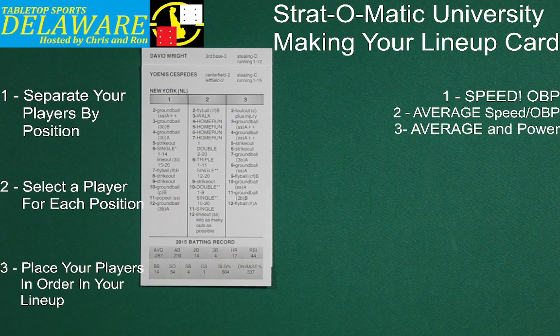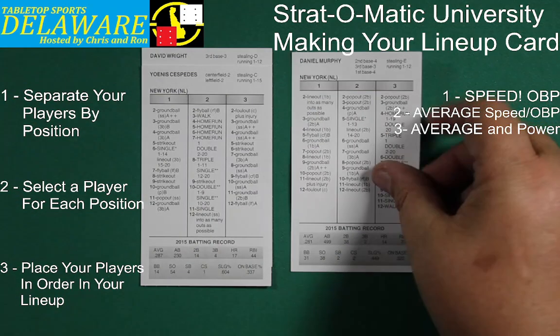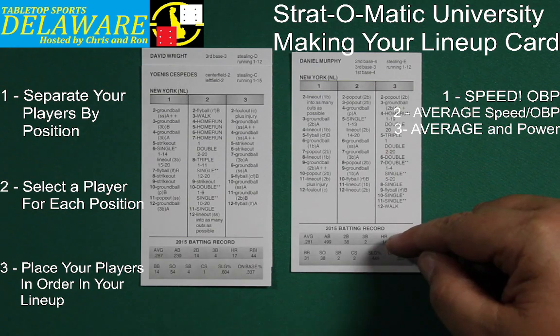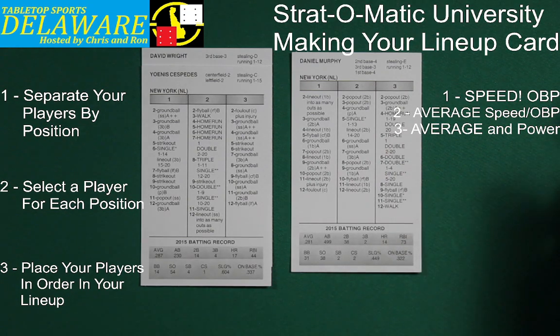I'm looking at these players. Average is not awesome. Daniel Murphy bats .281, so we've got our average. He's got 14 homers, so we've got a little bit of power. He can knock them around.